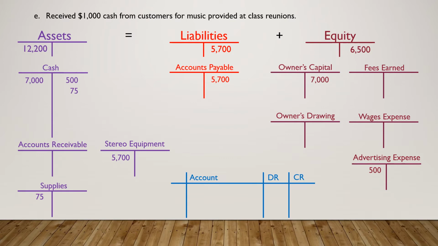Transaction E. Listen Up received $1,000 in cash from a customer for music provided at class reunions. Mike has performed the work to earn the money, which means he has a revenue. The entry will be a debit to cash for the cash received and a credit to fees earned to increase company equity. The debit to cash goes in the left column of its T account, and the credit to fees earned goes to the right column of the fees earned T account. Total assets increases to a $13,200 debit, and total equity increases to a $7,500 credit.